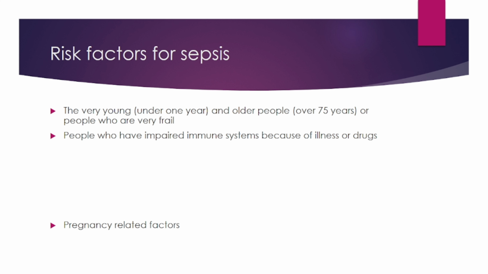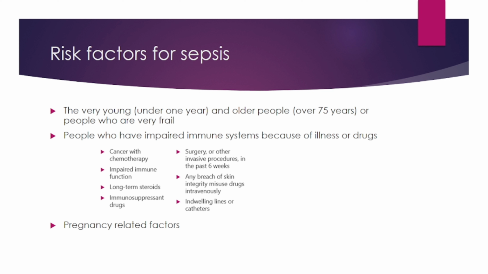Risk factors: very young patients and also very old patients. People who have an impaired immune system because of illness or drugs are vulnerable to developing sepsis. There are so many risk factors: cancer with chemotherapy, impaired immune function like in diabetic patients, long-term steroid or immunosuppressant drug use, recent surgeries or invasive procedures, breached skin, and indwelling lines or catheters. Those are risk factors, and also pregnancy-related factors.